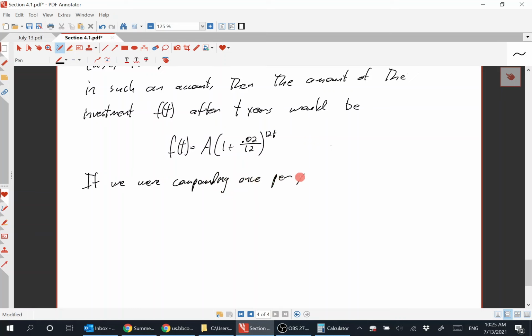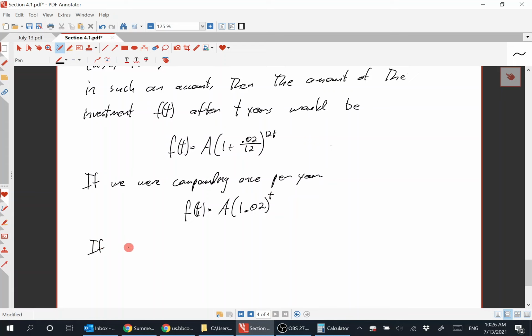Once per year, then it looks like this. F of t is a times (1 + 0.02/1) to the 1t, or 1.02 to the t.